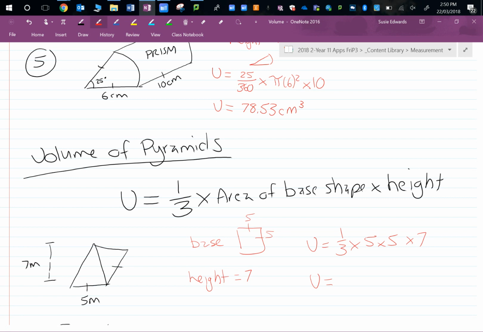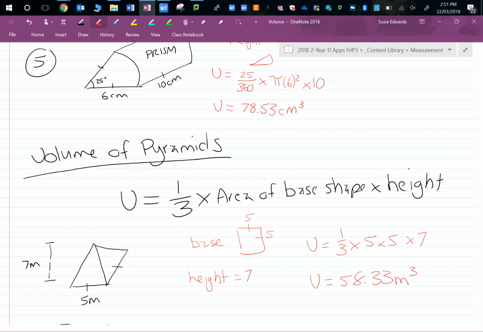Can someone put in the calculator for me, please? What do you think it is? What'd you get? 50? Yeah, that sounds right. Okay, so 58.33 cubic metres.